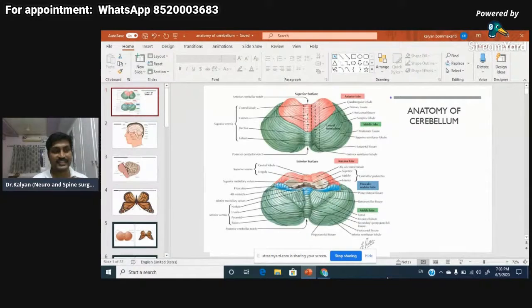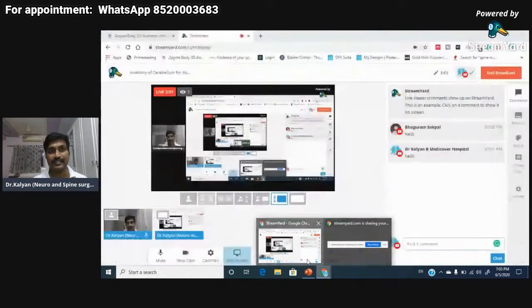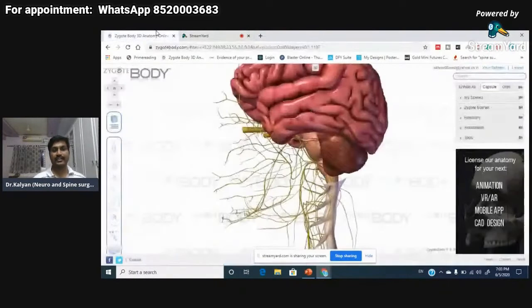Believe me, by the end of the cerebellum, you'll understand what the cerebellum is, what the loops of the cerebellum are, and what the functions of the cerebellum are, very easily. Before I enter into my PowerPoint presentation, let me go into this website known as Zygote Body, which gives 3D models of different human anatomical body parts. So let us see.